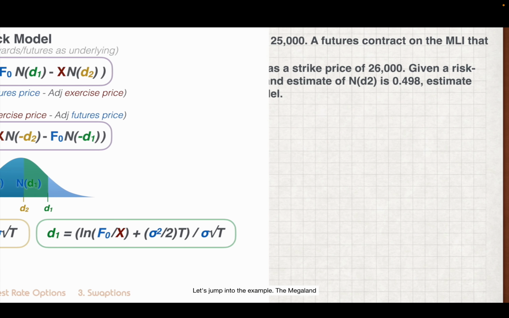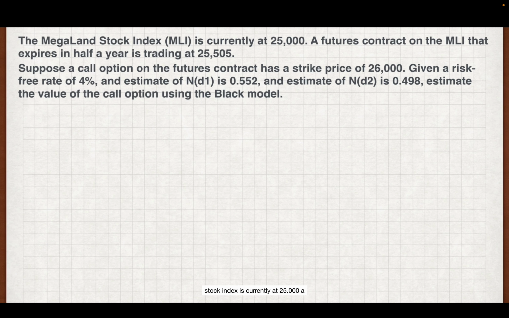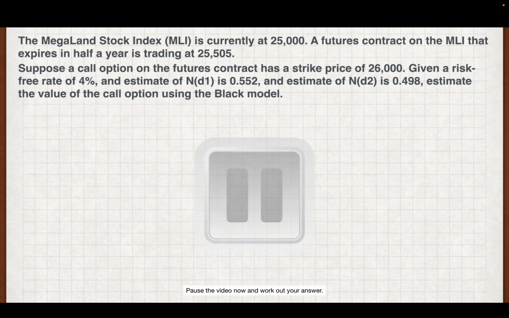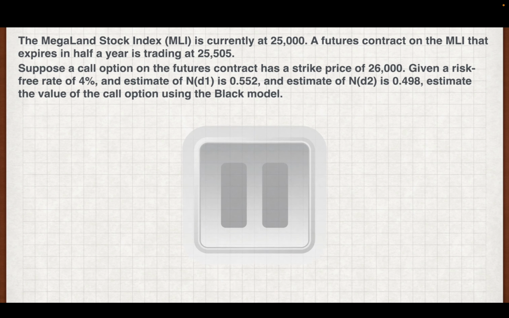Let's jump into the example. The Megaland stock index is currently at 25,000. A futures contract on the MLI that expires in half a year is trading at 25,505. Suppose a call option on the futures contract has a strike price of 26,000. Given a risk-free rate of 4% and an estimate of N(D1) of 0.552 and an estimate of N(D2) of 0.498, estimate the value of the call option using the Black Model. Pause the video now and work out your answer.